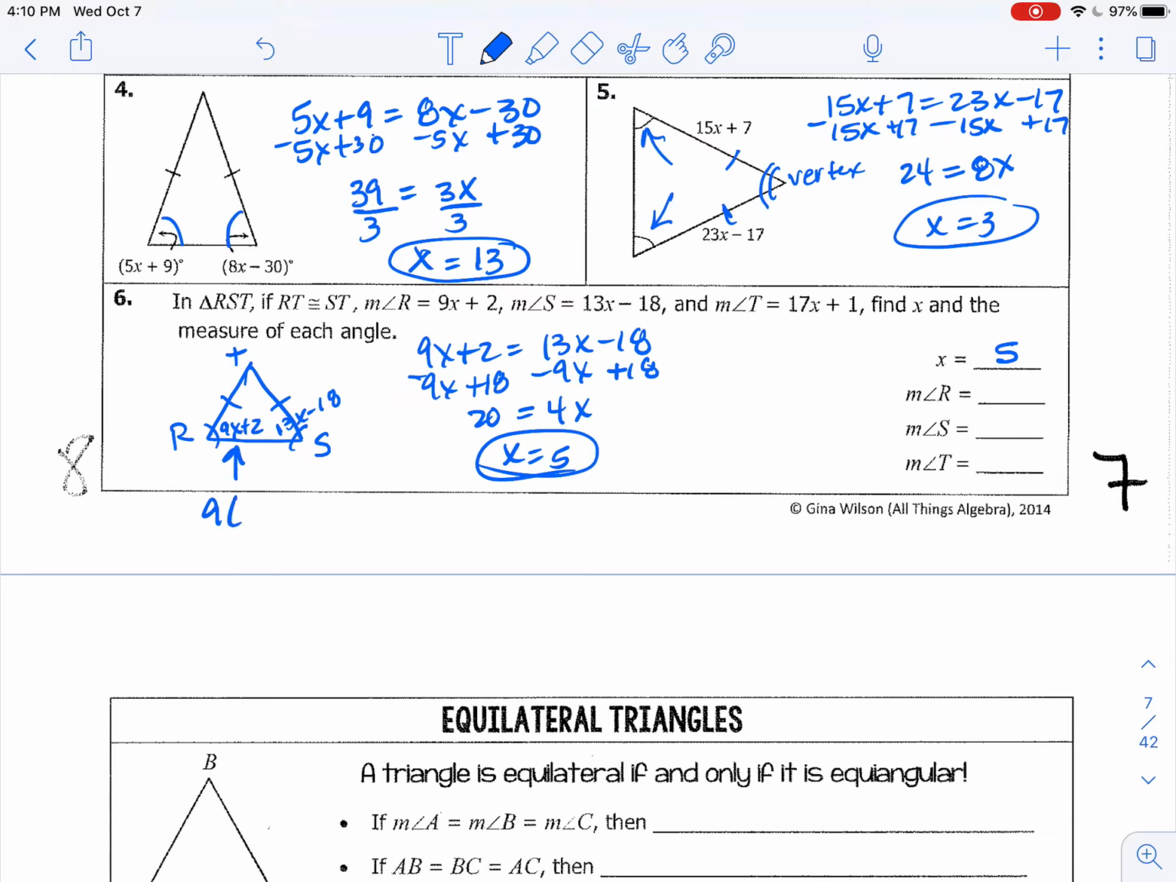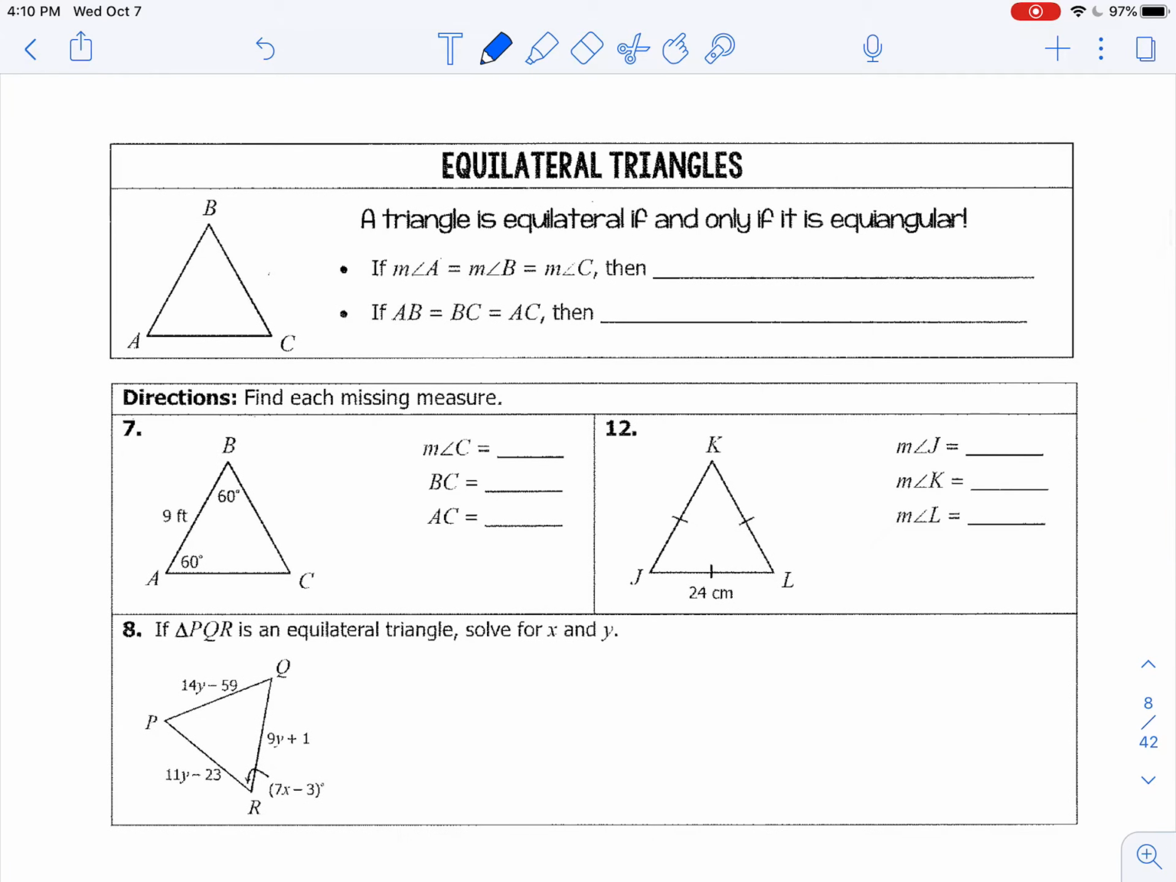Okay, so x is equal to 5. Now let's find the measure of R. I know that R is 9x plus 2. If x is 5, 9 times 5 is 45 plus 2, that is 47. It's going to be congruent to angle S, since those are the base angles. To find the vertex angle, let's go ahead and double the two base angles, so that's going to give you 94, and then subtract from 180 to get the vertex angle. Let's see, how about 86? And I'll put some degree marks on those.